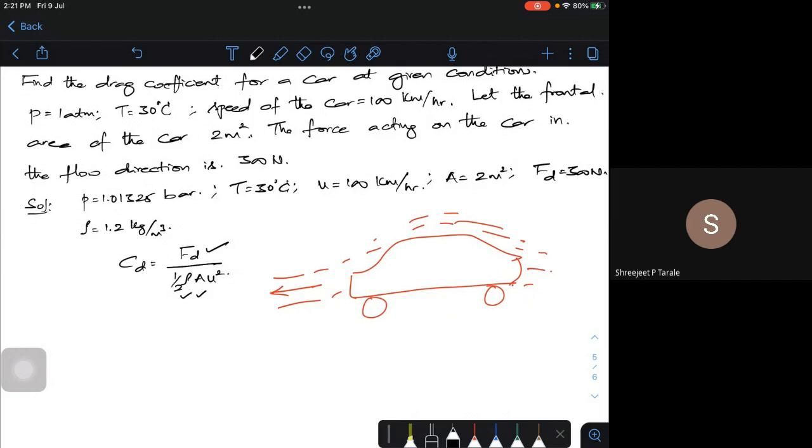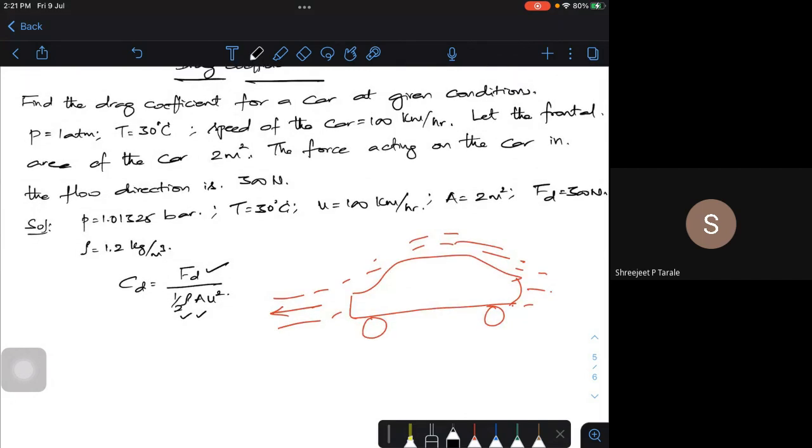Your drag force also will change. Instead of 300 newtons, it may be around 750 or 800 newtons. The speed of the car may be around 80 or 100 or 120, whatever it may be, and the speed of the bus may be on the higher end. Your temperature conditions also may change. It may vary from 25 to 40 degrees. For any given condition, I should be able to calculate the drag force. It's a very simple formula.